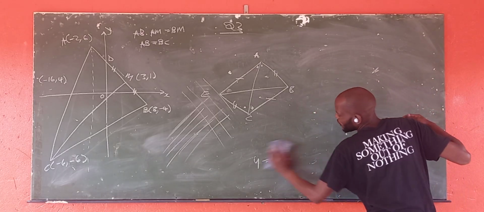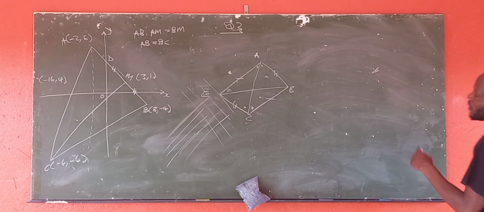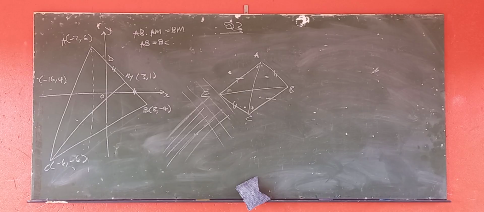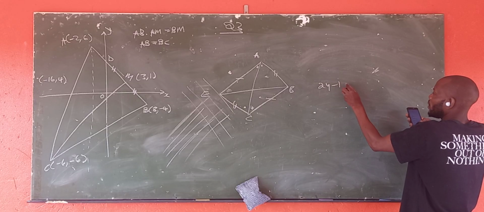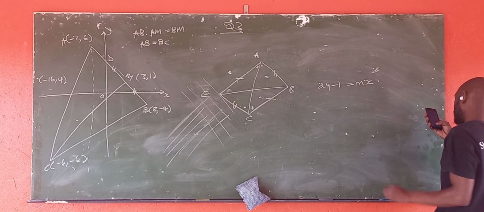So we used the fact that the opposite sides of a parallelogram are equal, right? So the distance from one point to the other should be equal to the distance from the other point to the other. Next question: given that a straight line is defined by 2y minus 1 equals mx.